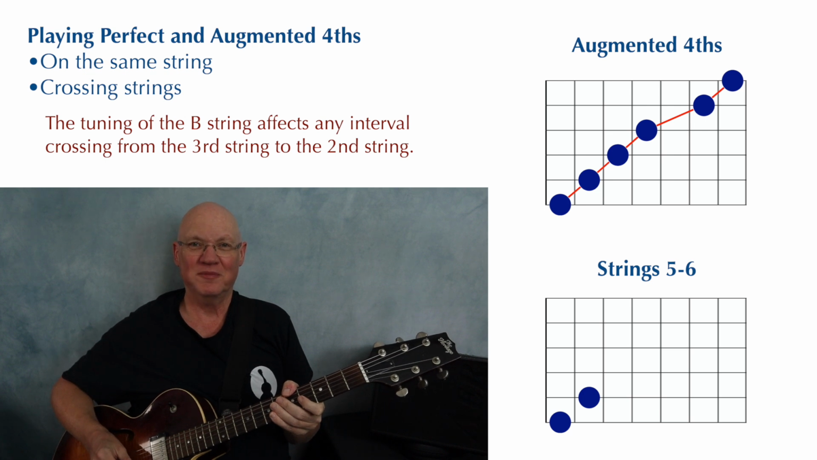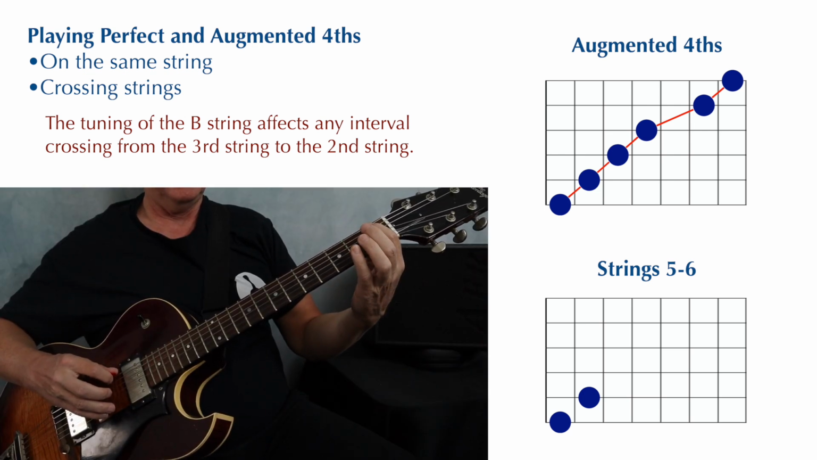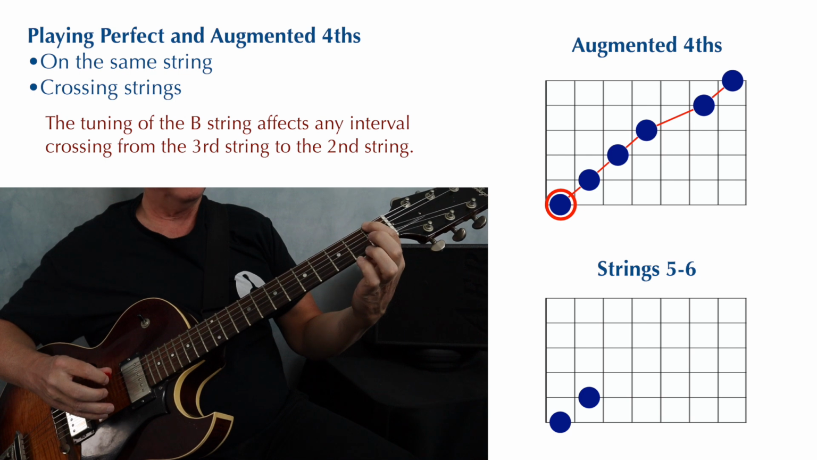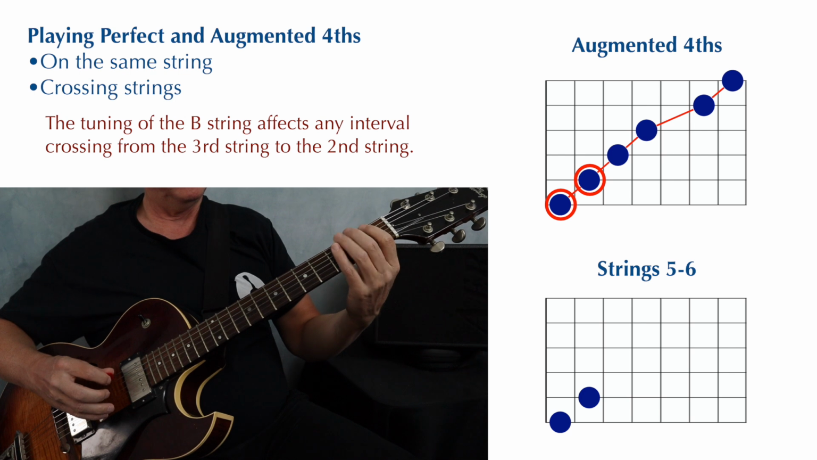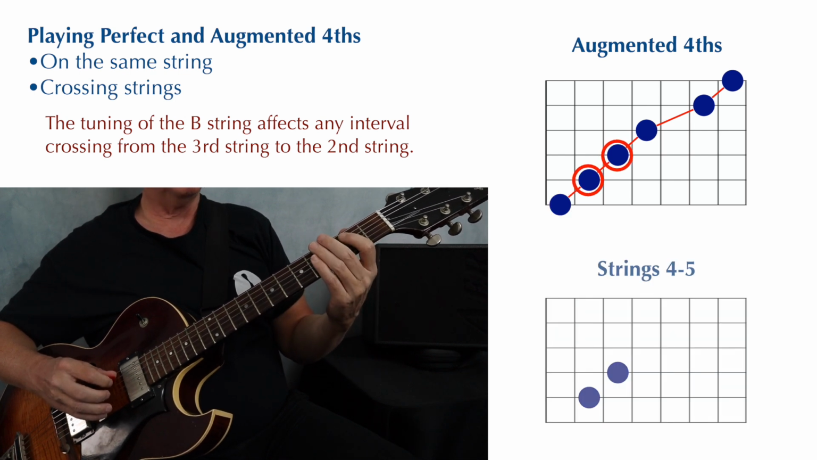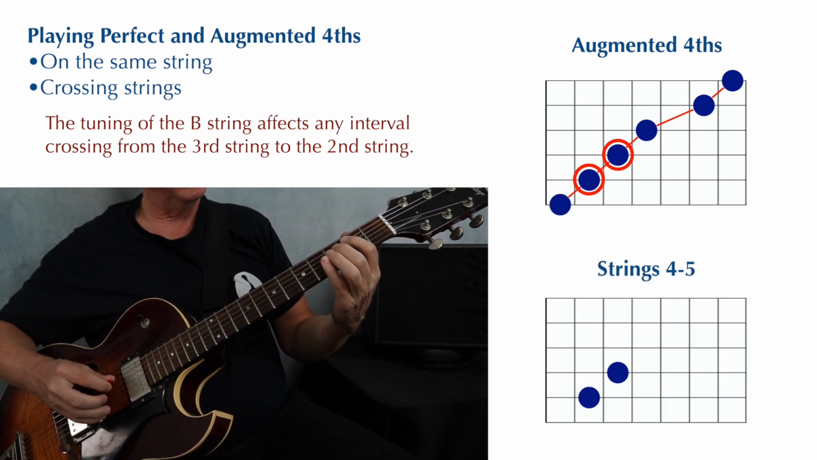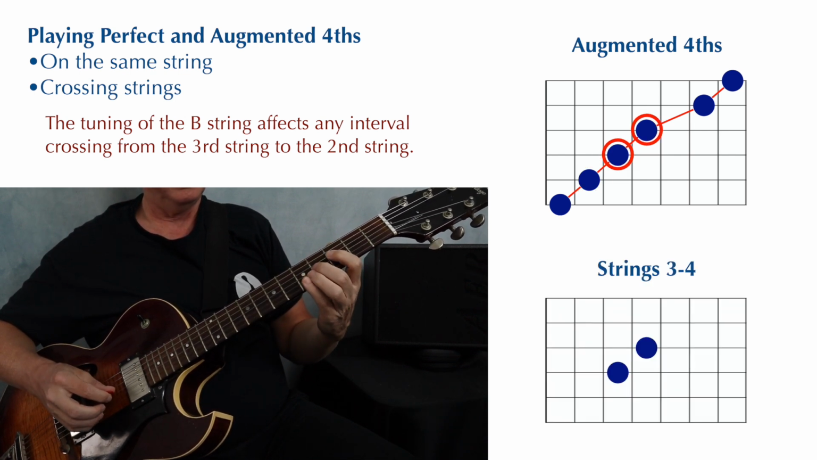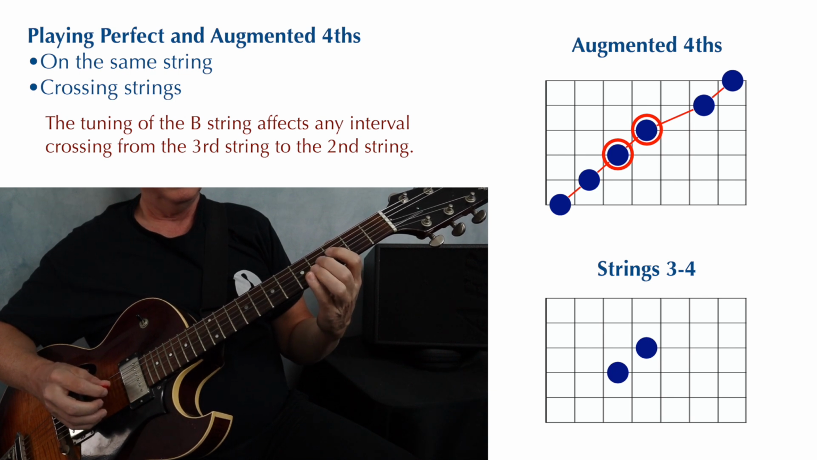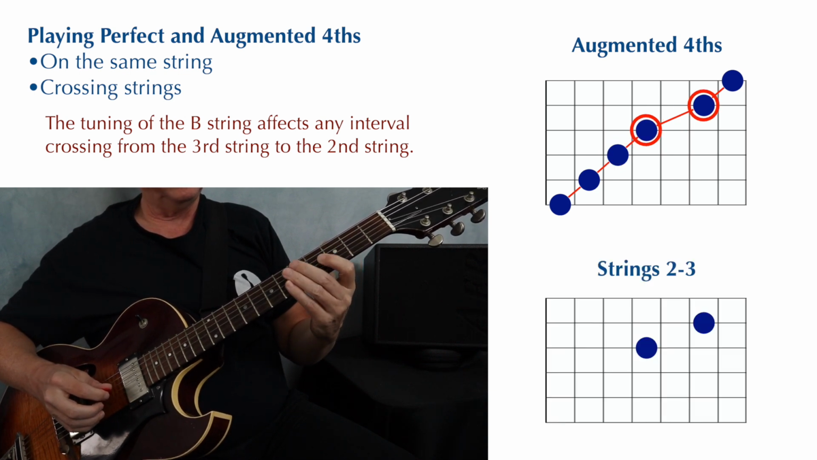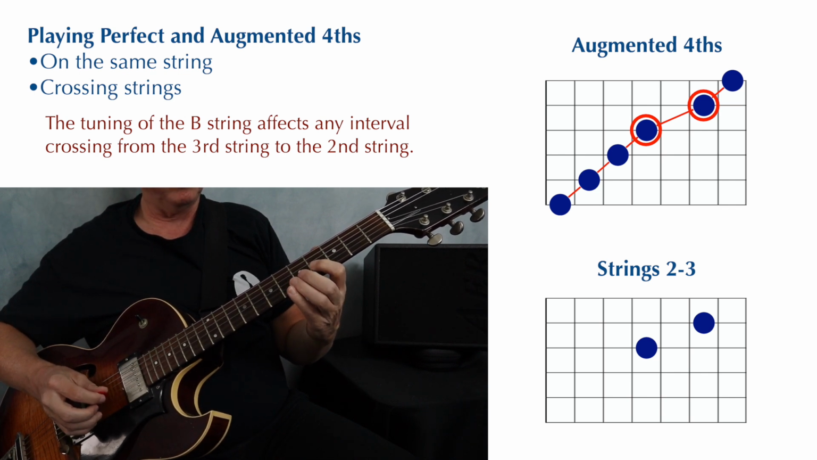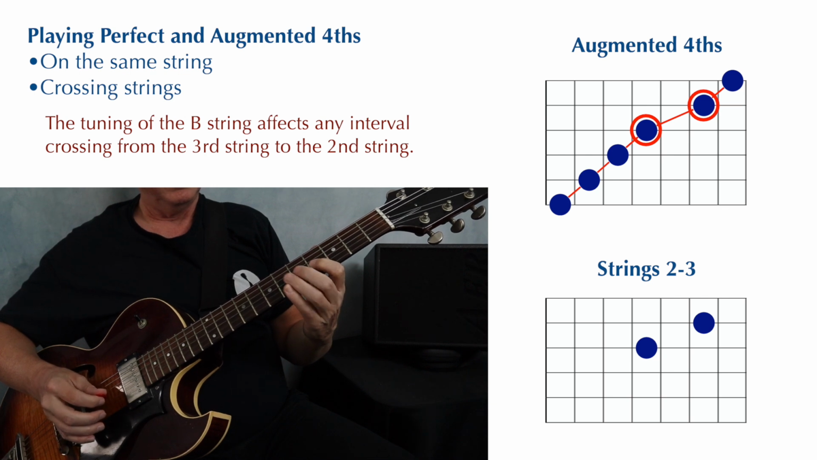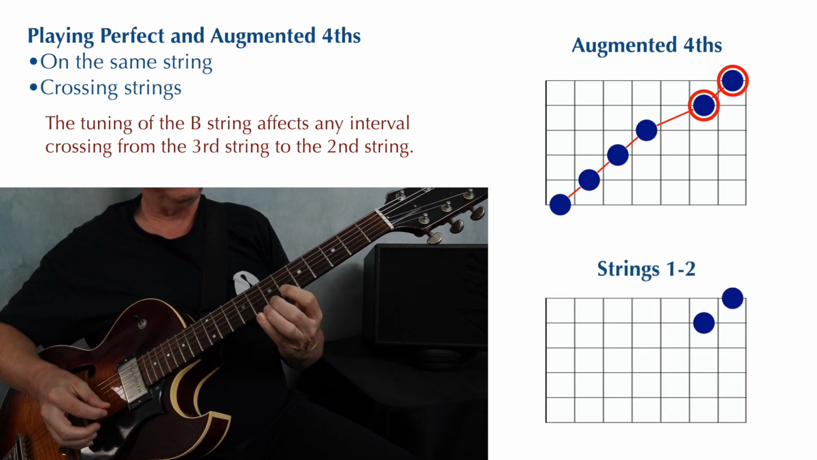And augmented fourths. If your lower note is on the 6th string, an augmented fourth higher will be on the 5th string, 1 fret distance. And here's an augmented fourth from string 5 to 4, 4 and 3. And again, because of the way the guitar is tuned, strings 3 and 2 will be different. There's your augmented fourth there, and strings 2 and 1.